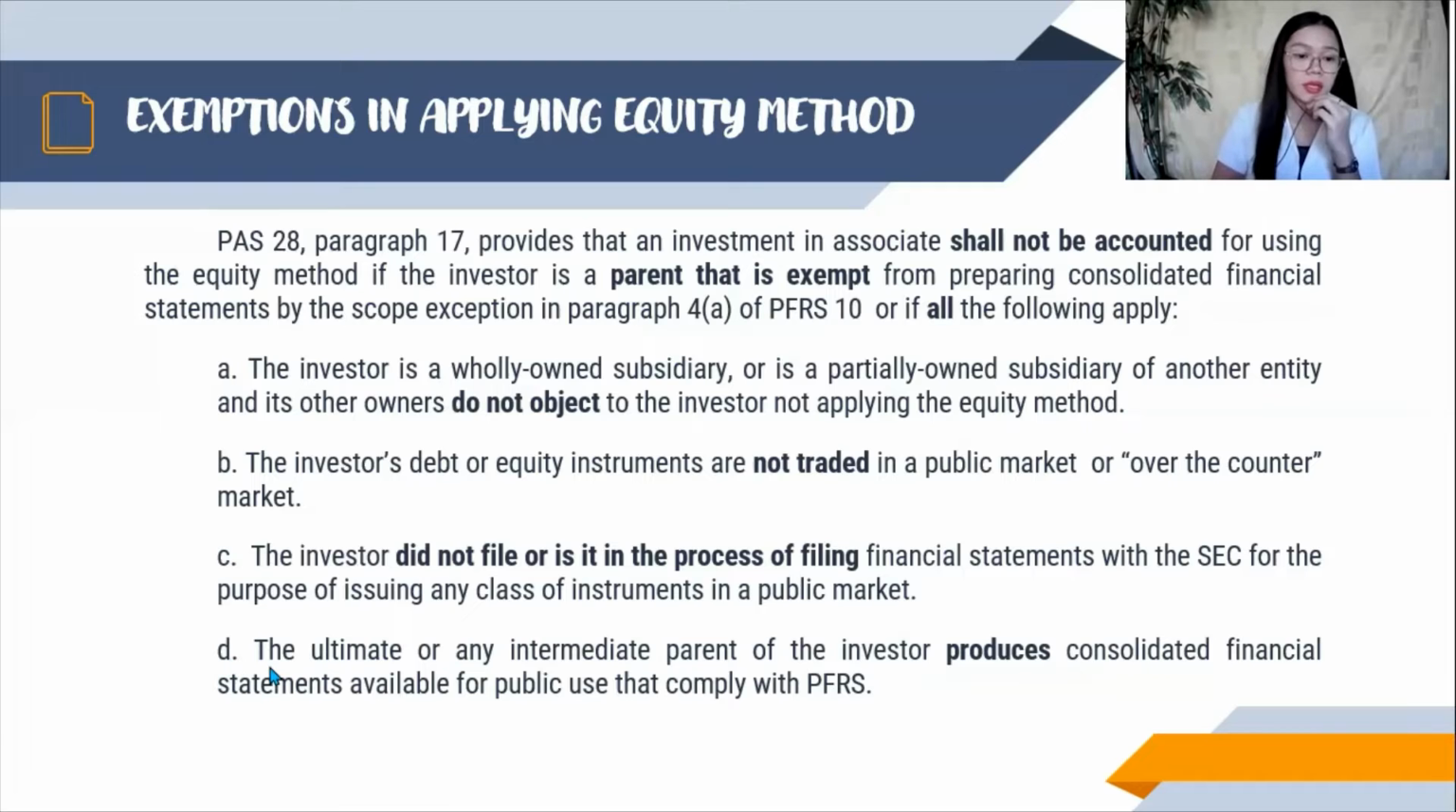So last, the ultimate or any intermediate parent of the investor produces consolidated financial statements available for public use that comply with PFRS. So tayo na entity or si investor na may investment in associate, yung ultimate parent natin, ultimate parent, ito yung nagsimula talaga ng lahat, or yung ating any intermediate parent or yung sumunod kay ultimate parent, yun yung intermediate parent.